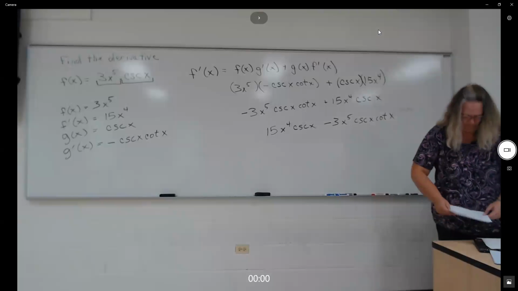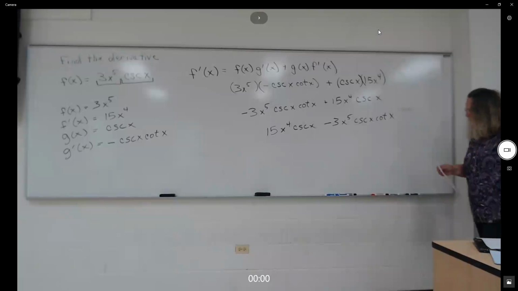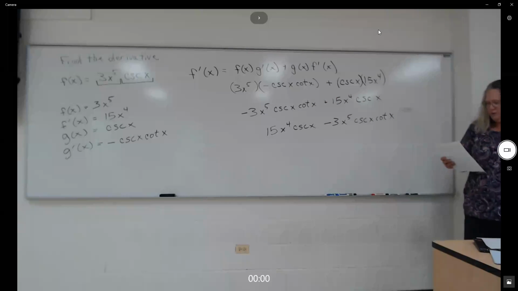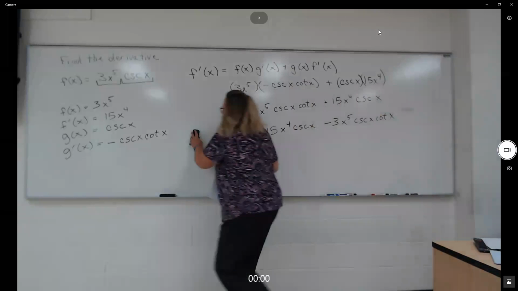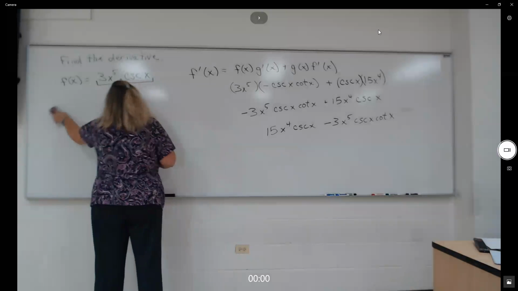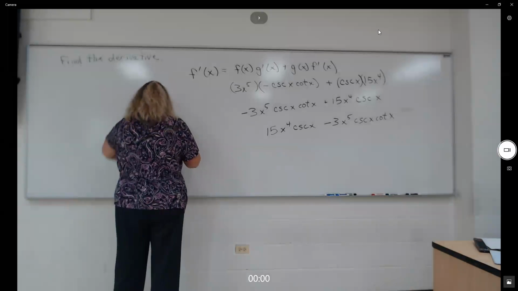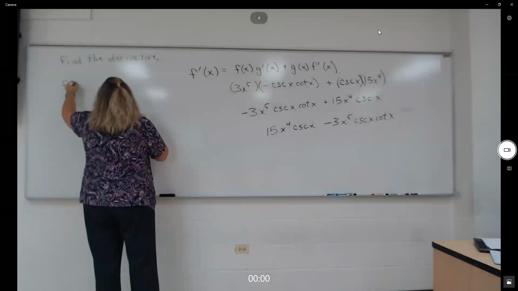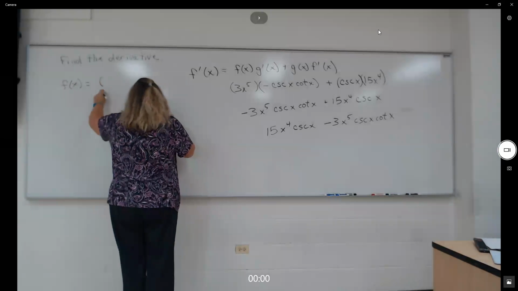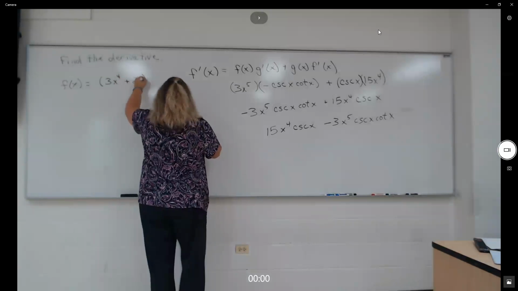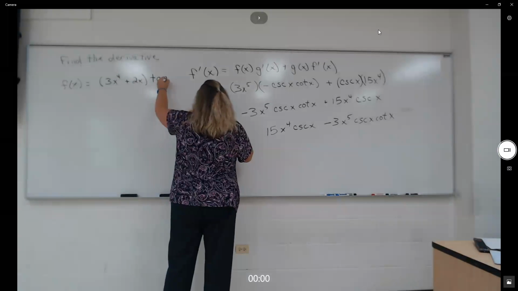All right. Let's do this one, which is just a variation of the last one. Okay, two more. Don't let this one intimidate you. It's like the one I'm just erasing. The only difference is f of x is parenthesis 3x to the 4th plus 2x, and then times tangent of x.